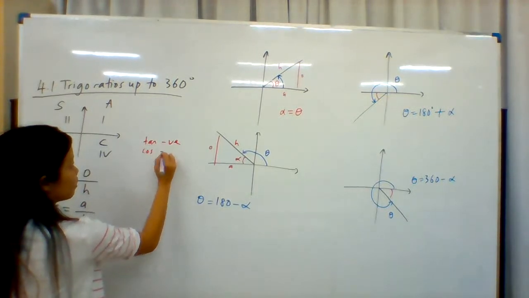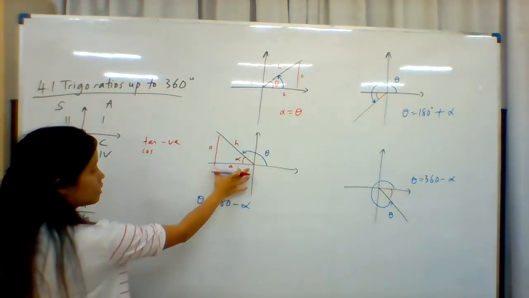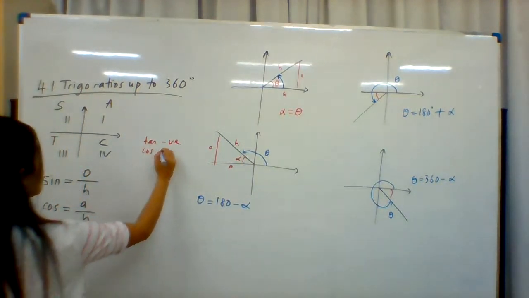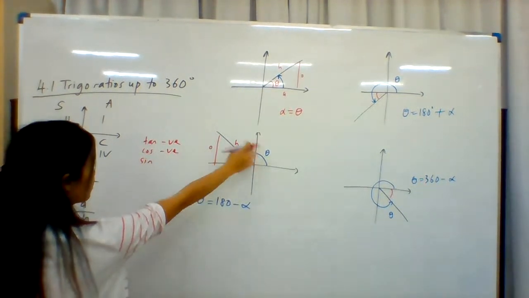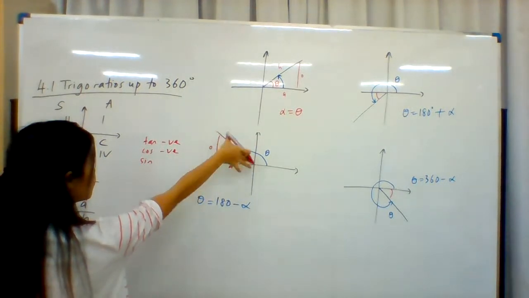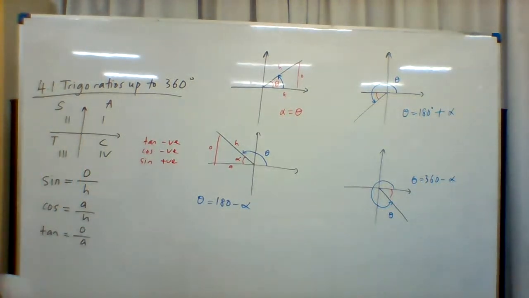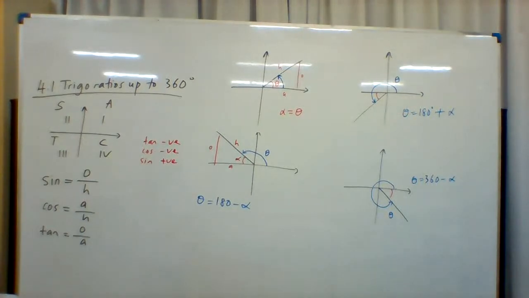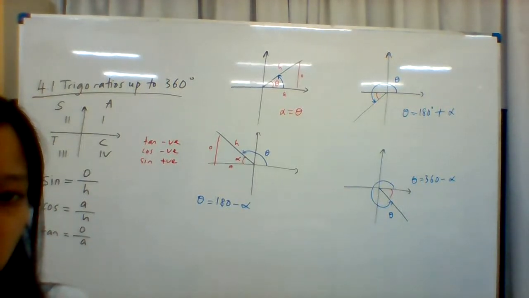And then your cos is adjacent over hypotenuse. So I told you, here is negative, and here is neutral. So your cos is also negative. And then for sine, opposite over hypotenuse. The opposite is positive and this is neutral, so you get positive. So that explains why we get a positive or negative value for that quadrant. Okay? You all clear?